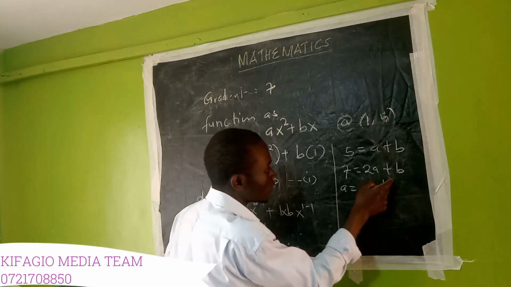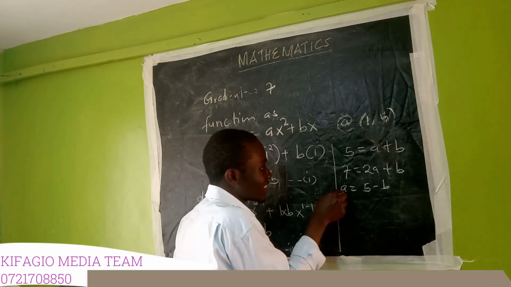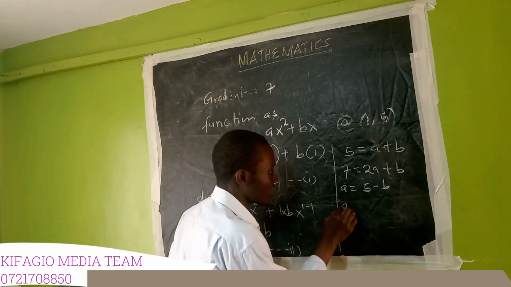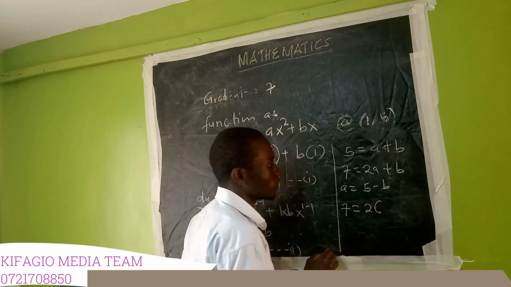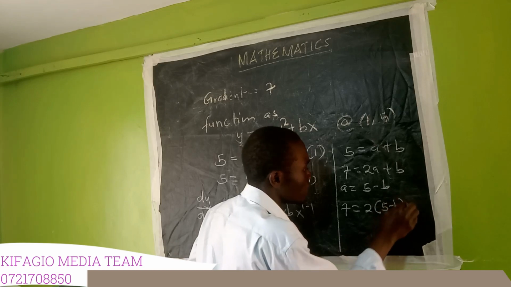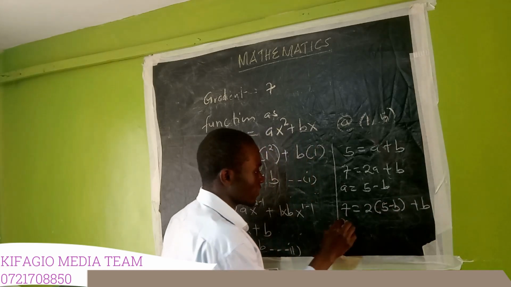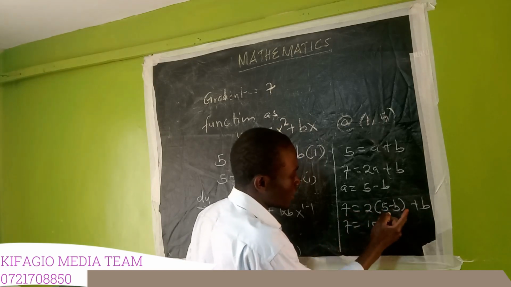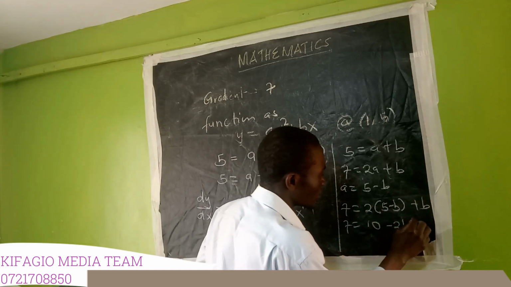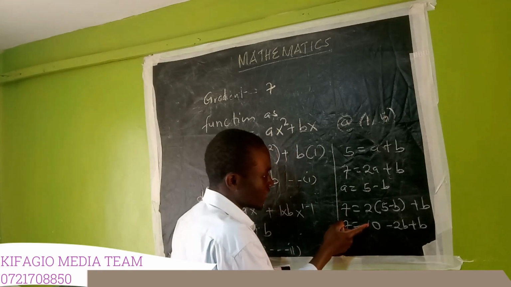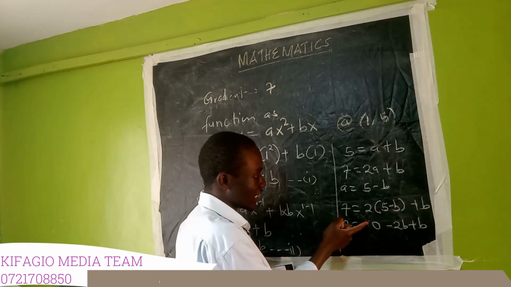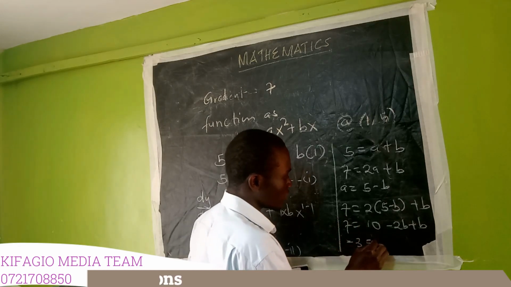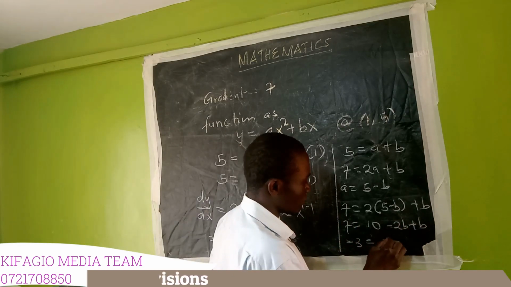Then you come to the second equation and replace the expression of a with 5 minus b. So I have 7 is equal to 2 times (5 minus b), plus b. So you have 7 is equal to 2 multiplied by 5 is 10, and then 2 multiplied by minus b is minus 2b, then plus b. If you take the 10 to the other side, collecting like terms, I will have 7 minus 10 is minus 3, is equal to minus 2b plus b, which is minus b.